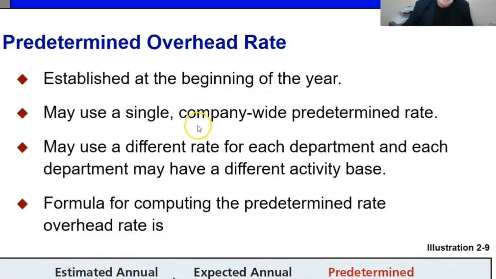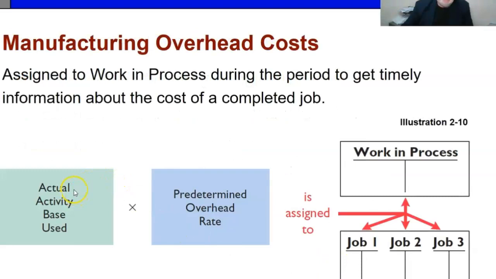They can use either a single or a company-wide predetermined rate. We can have different ones for different departments, but basically the formula is this. Estimated annual overhead costs divided by estimated annual operating activity, and that gives us a predetermined overhead rate, which we apply to production based on the actual consumption of the activity base. So here's how we go. Actual activity base use times the overhead rate, and that's how we assign it to the jobs.